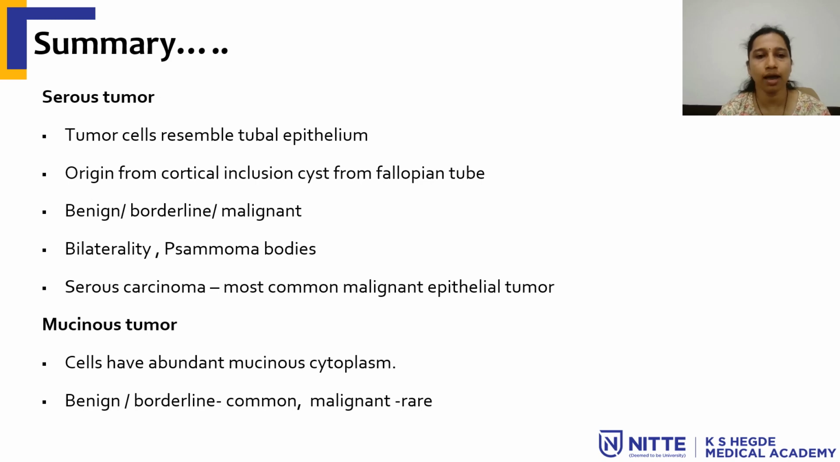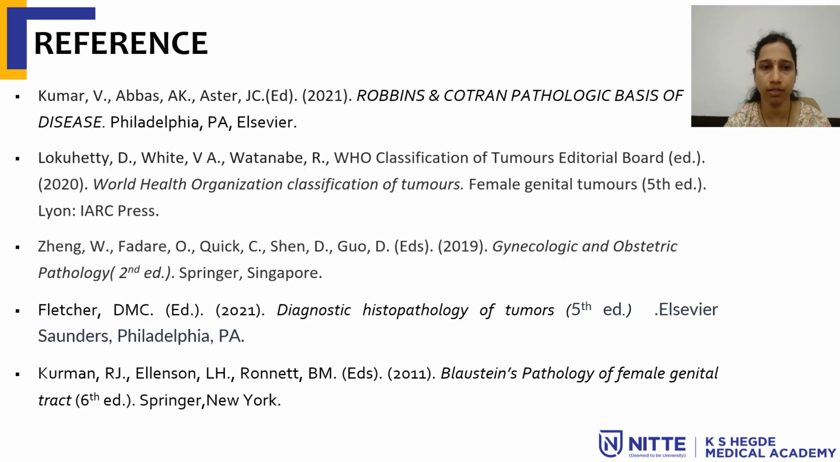So mucinous tumors have cells which have abundant mucinous cytoplasm. Commonly they are benign or borderline. Malignant mucinous carcinomas are very rare. So these are the references.